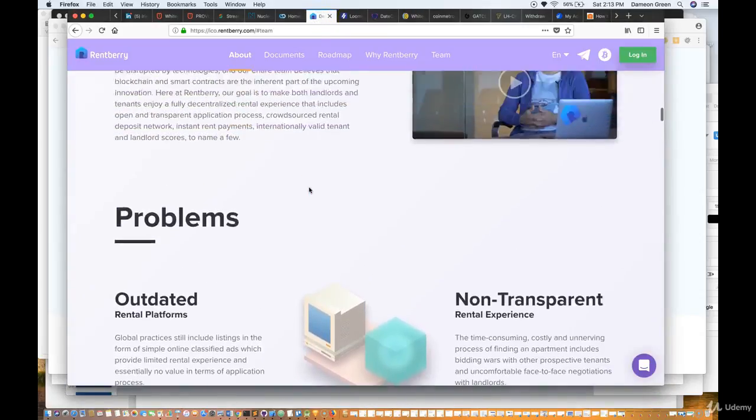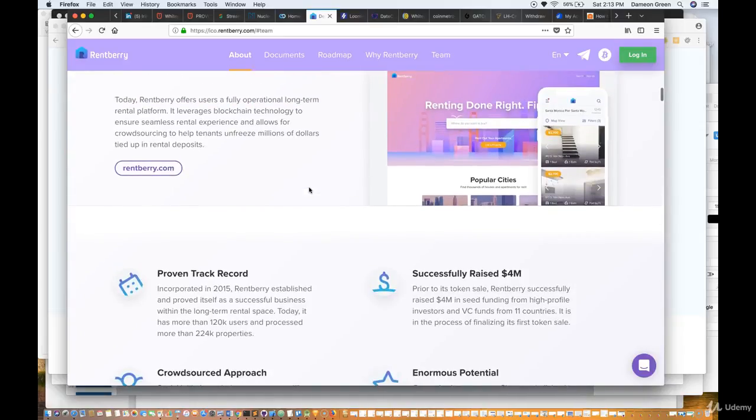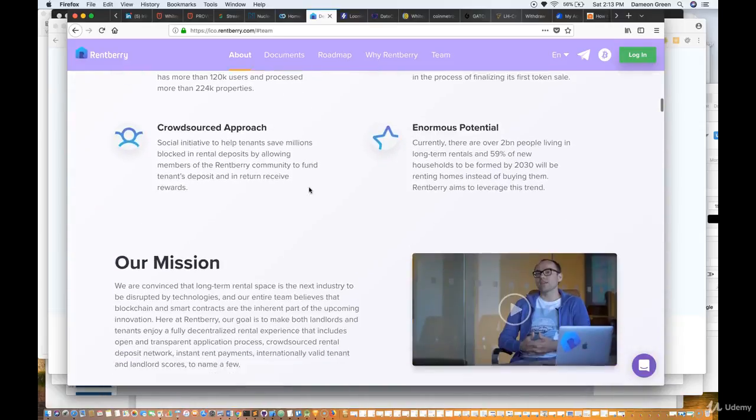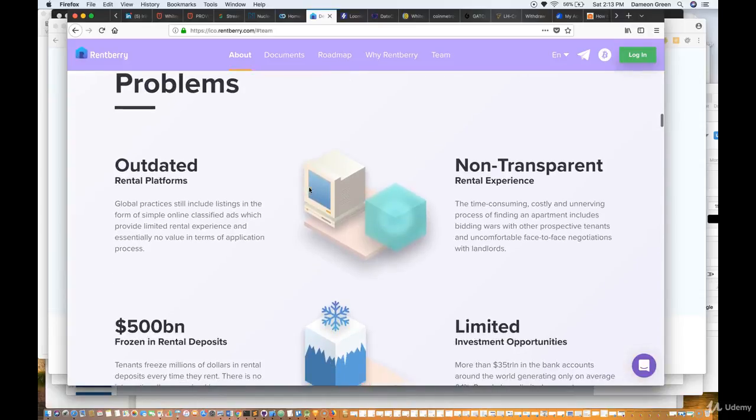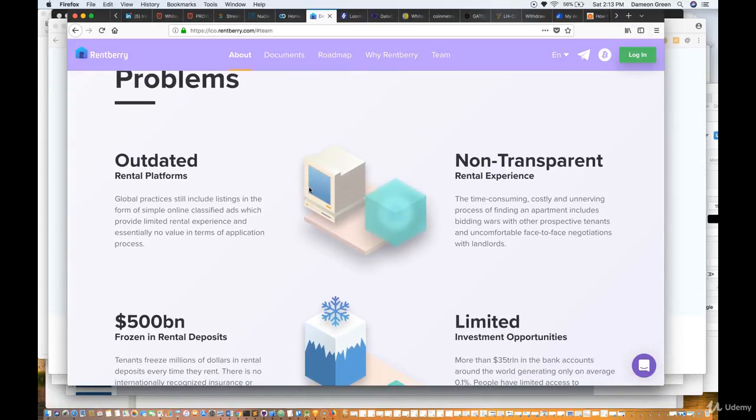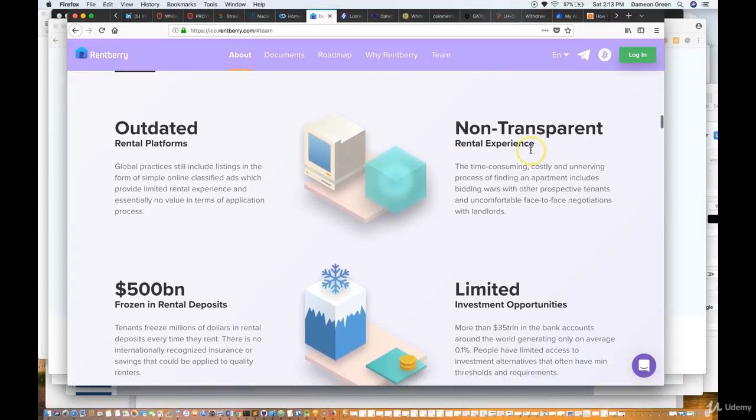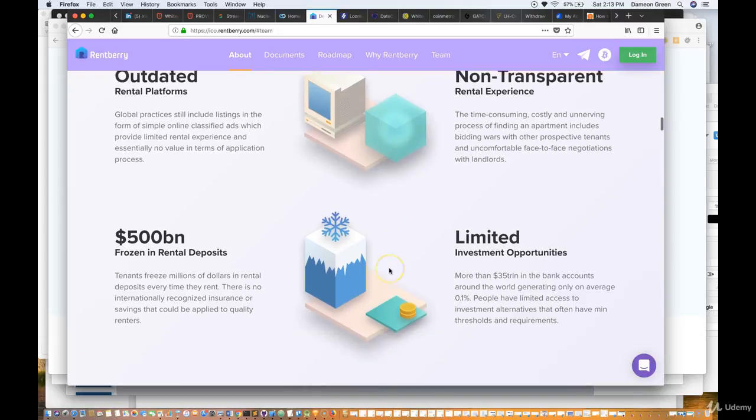Let's look at RentBerry. RentBerry is a rental platform on the blockchain. And so they talk about their track record and their mission, and then they go right into the problem. Outdated rental platforms, right? Four-pronged approach, 4 problems, right? Limited rental experience, essentially no value in terms of the application process, very bad listings, non-transparent rental experience. So there's so much, from agents hiding information, landlords hiding information, uncomfortable bidding wars, all these different things, right? So they're aiming at a lot of things here.